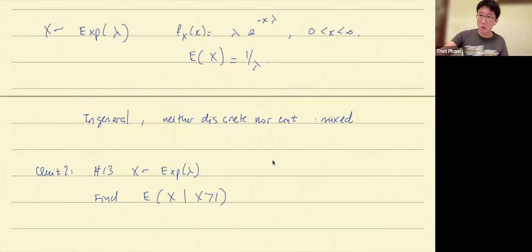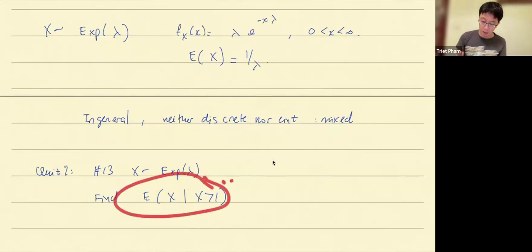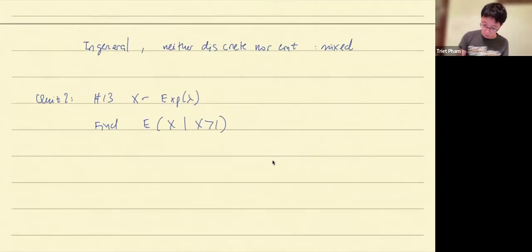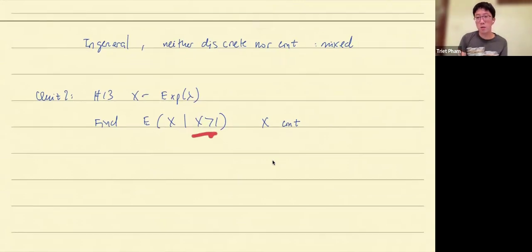Now, what do they mean by this? Well, I guess the meaning is quite clear. They just say condition on this event. What is the expectation of x? On the other hand, how do we understand this in terms of the previous materials? Well, that x here is continuous. It's an exponential random variable, which is continuous. On the other hand, what is x bigger than 1? How do we understand this?